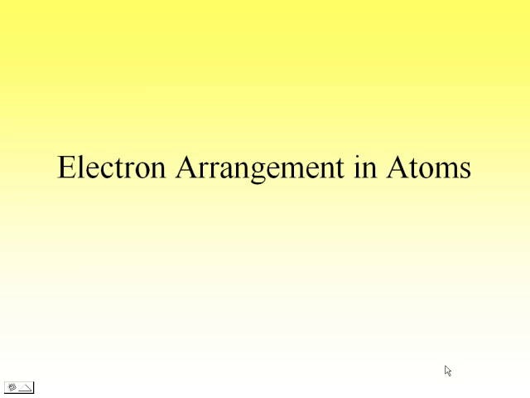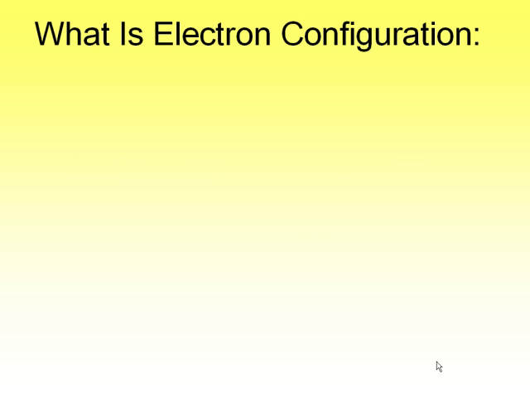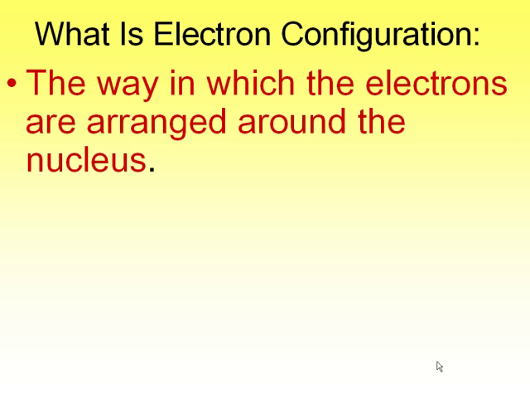Electron arrangement in the atom. Section 13.2. What is electron configuration? Electron configuration is the way in which the electrons are arranged around the nucleus.